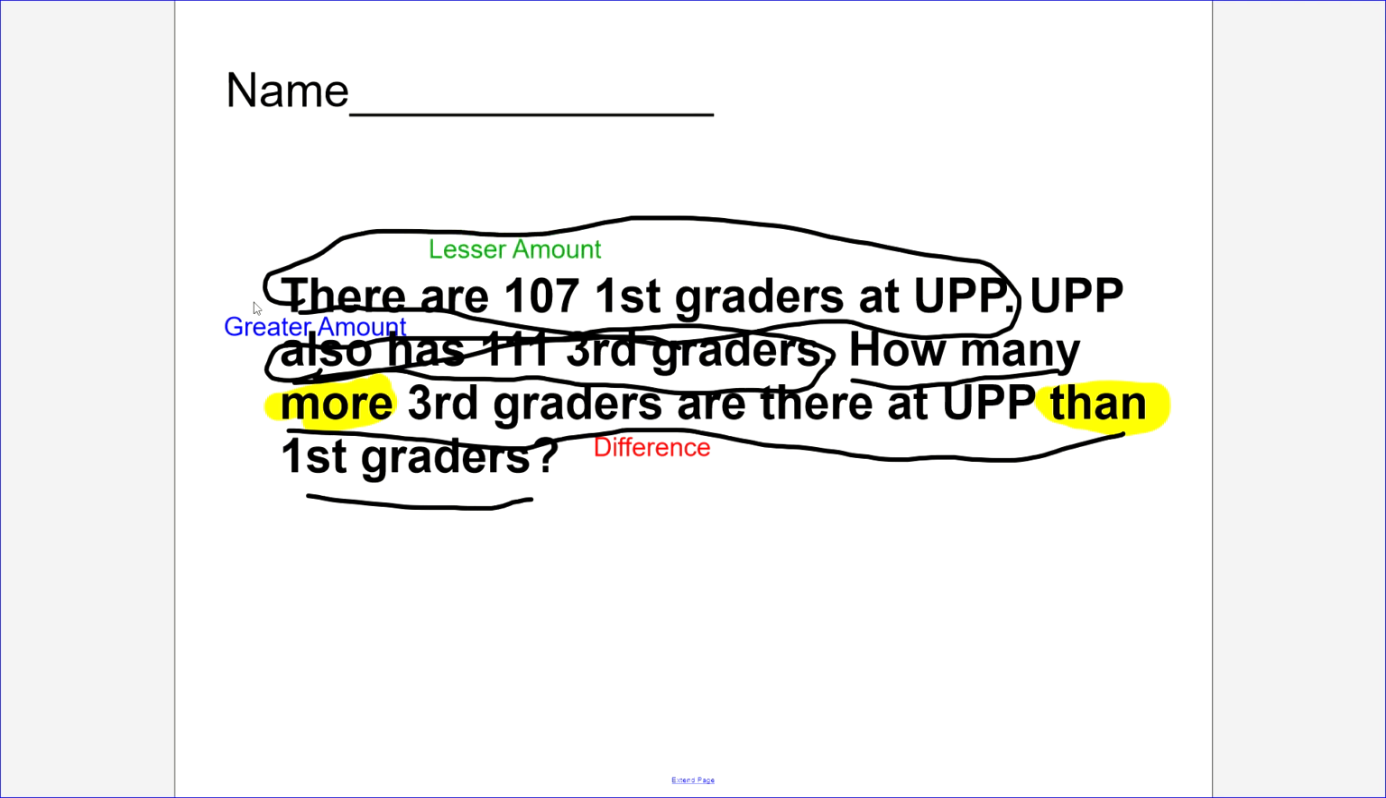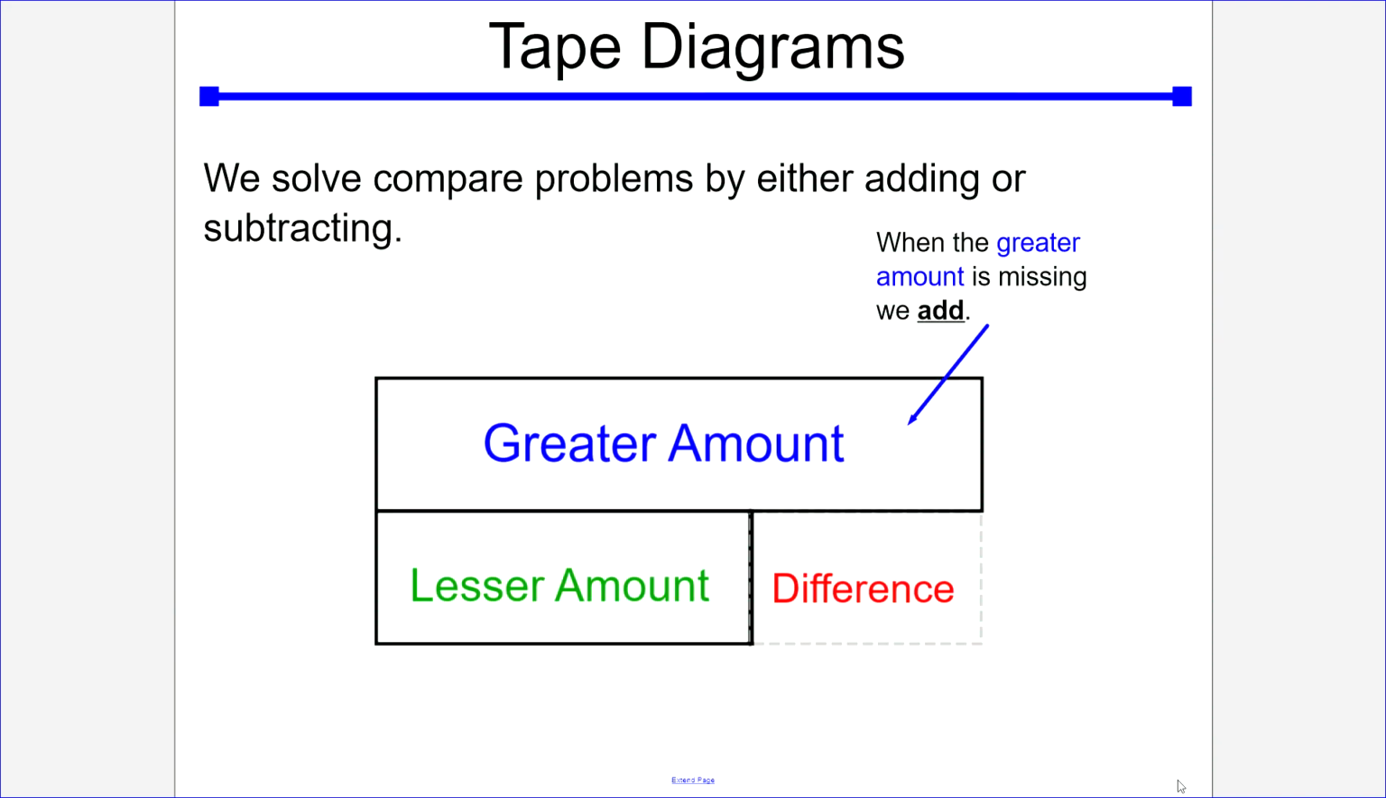So third grade, we have determined the greater amount, lesser amount, and difference in this problem. Now third grade, let's talk a little bit more about how we would actually solve compare story problems once we've determined the greater amount, lesser amount, and difference. You know that we represent compare story problems using a tape diagram.